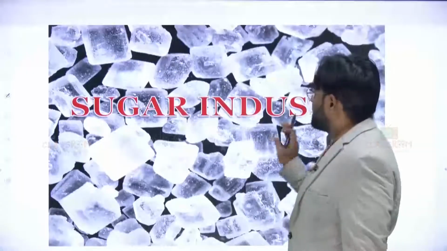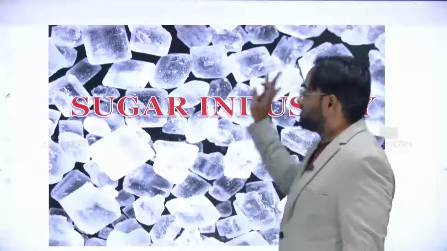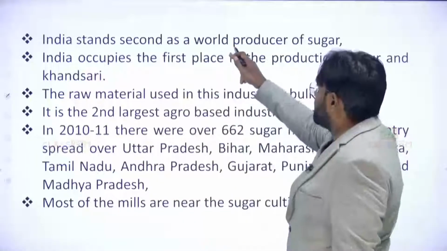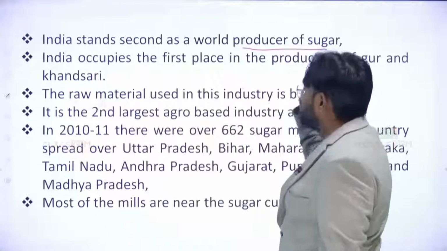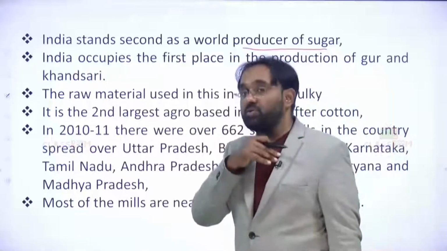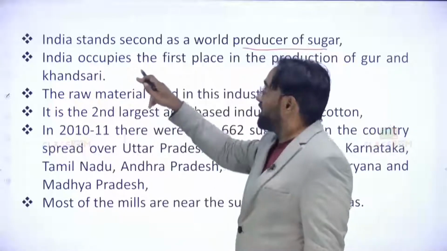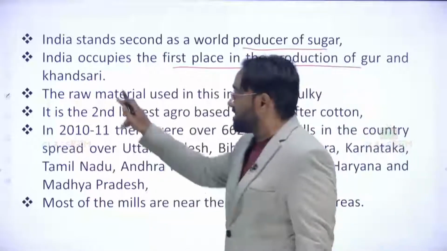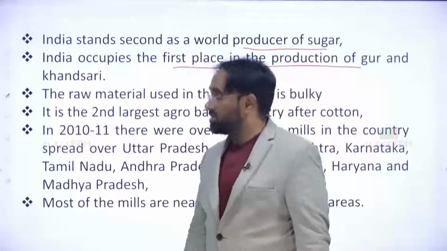Okay. Next, the sugar industry. India stands second as a world producer of sugar. Brazil is first. India occupies the first place in the production of gur and khandasari. First place in gur. Okay.